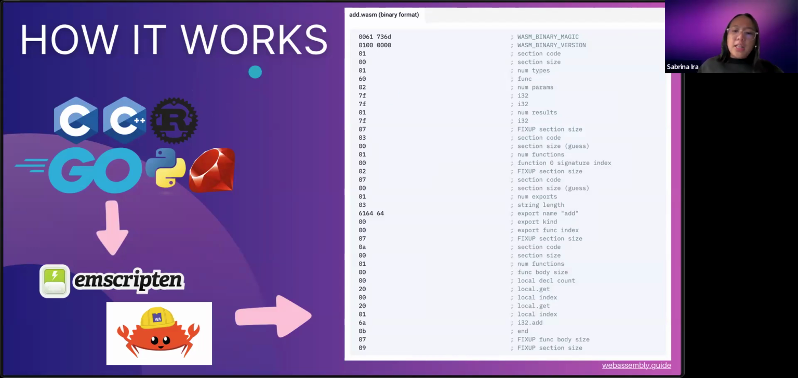If you're a C or C++ developer, you would use Emscripten, which is a compiler that converts the code into a WebAssembly module. Or if you're using Rust, you would have to use wasm-pack.